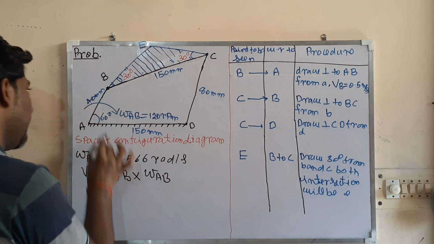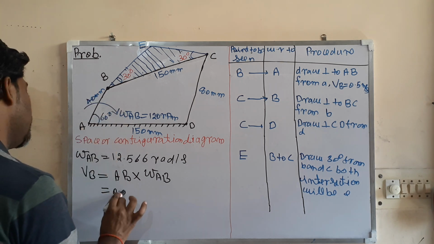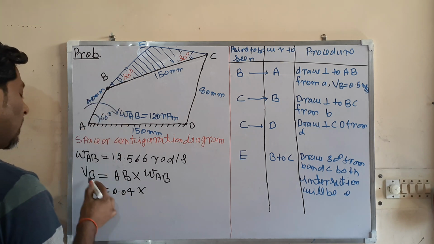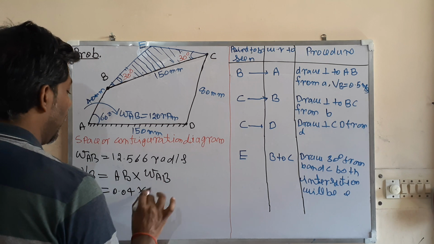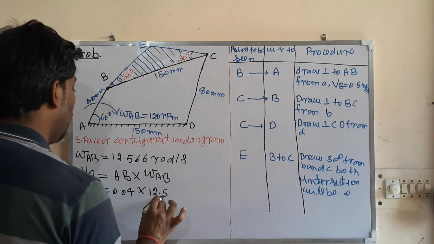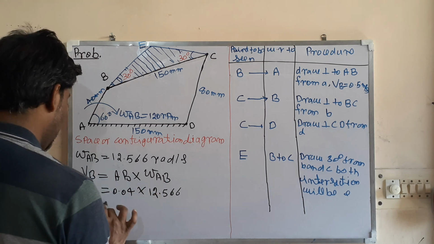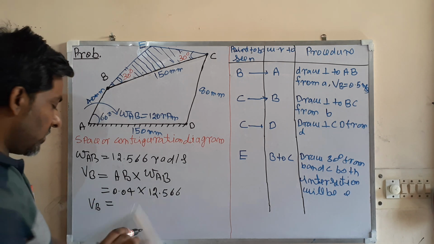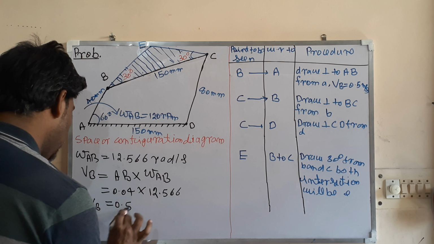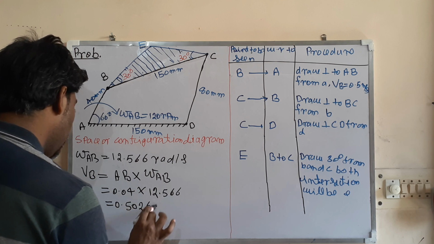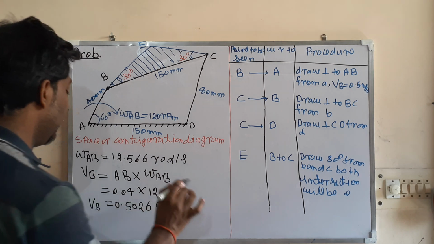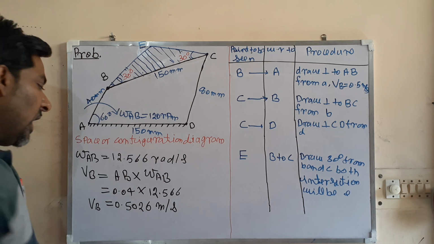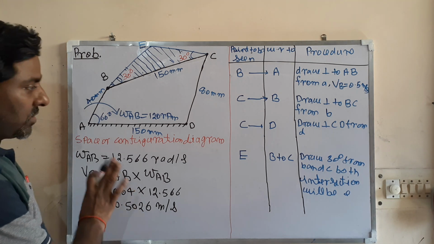So how much is AB? 40 mm means 0.04 meter, because I want the velocity in meter per second, and omega AB is 12.566. So how much are you getting for the velocity of point B? That is 0.5026 meter per second. So I have calculated the velocity of at least one point.